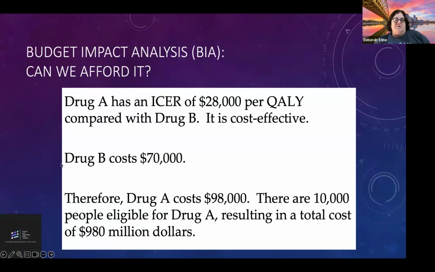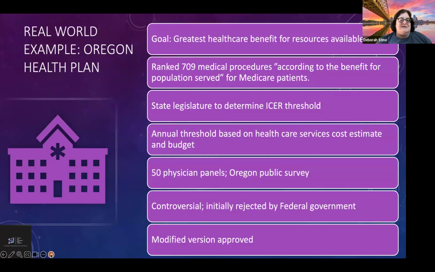So here we have 2 drugs. One has an incremental cost effectiveness ratio of 28,000 compared with drug B. So it's cost effective. But drug B costs $70,000, and there are like 10,000 people eligible for it. So you have like $980 million. But what if your budget's only $500 million? Well, you still have to figure that part out. So just because it makes sense doesn't mean that you can do it.